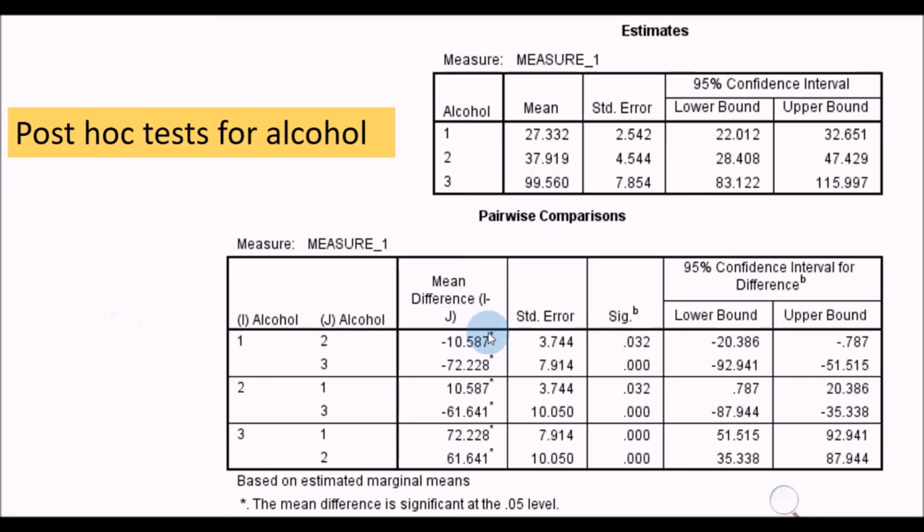And we can look at the post hoc tests now and compare group 1 or condition 1 with condition 2, which was significant at 0.032. Compare condition 1 with condition 3, which was also significant, and condition 2 with condition 3, which was also significant. So all groups differing significantly from each other here. So we can interpret from that that higher doses of alcohol were having more of an impact upon reaction times.